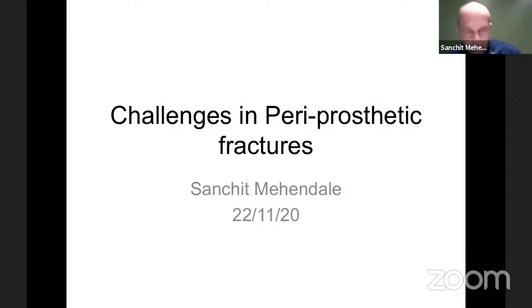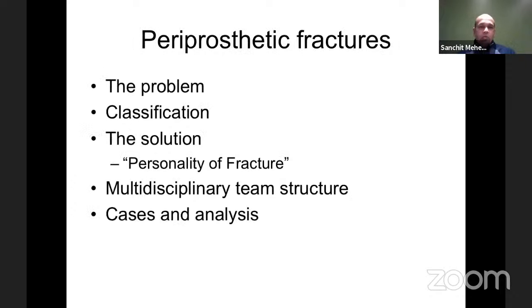Okay, so we'll start with the challenges in periprosthetic fractures. We will go through the background and the problem. We'll look at the classification and then talk about the solutions. And in the solutions, what I'd like to mention is the personality of the fracture. That's as applicable in periprosthetic fractures as it is in any other sort of native bone fracture. We'll talk a bit about the multidisciplinary team structure, which is slightly different to what you would have back home, where we can occasionally work in silos. Then we'll go through a few cases and analysis, and Nikhil will complement that with his cases.